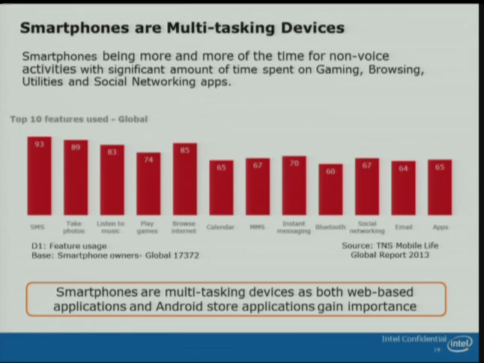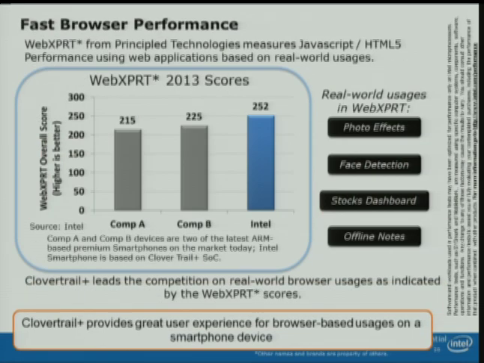But phones nowadays are used more and more for non-voice calls, including gaming, browsing, and social networking apps. You can see the various apps that we tend to use more than just voice. So what does it mean for user experience for a phone?